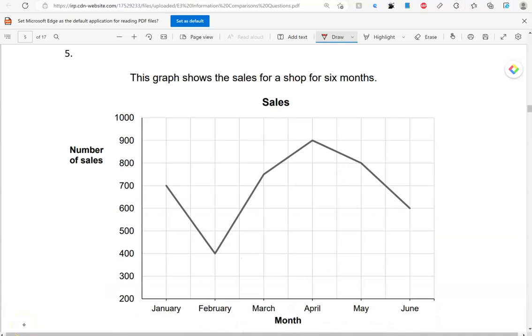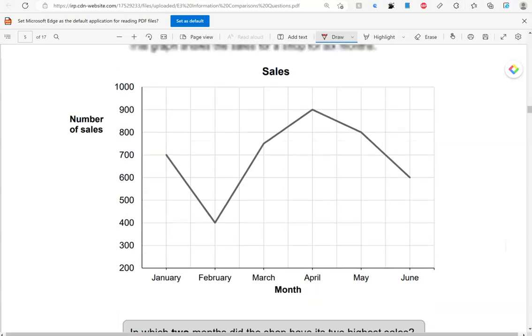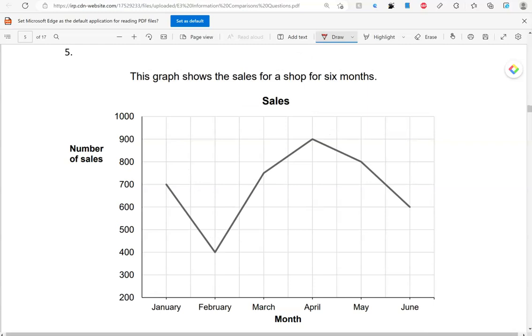This graph shows the sales for a shop for 6 months. In which 2 months did the shop have its 2 highest sales? So we're looking for 2 of the highest points. And that's this one and this one. So April and May.